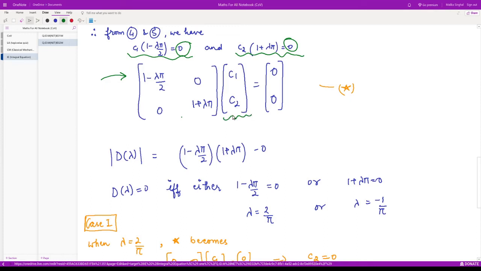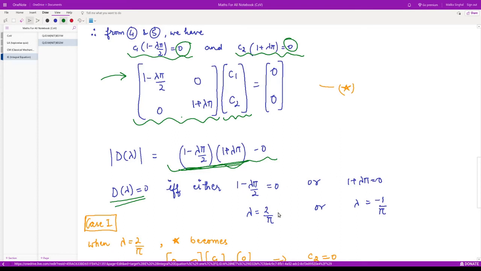So depending on the value of lambda, the behavior of these solutions changes, right? So first of all, we see the behavior of this lambda. We call the determinant of this D lambda. So let us calculate D lambda. It would be this term multiplied by this term minus 0, right? So this is equal to 0 whenever this thing is 0, and when this is 0, we have two options. Either the first term is 0 or the second term is 0.